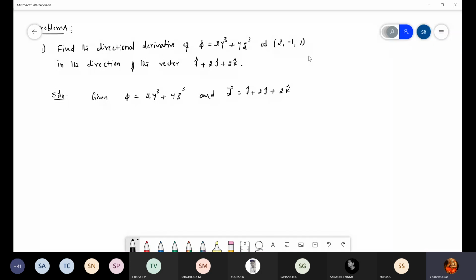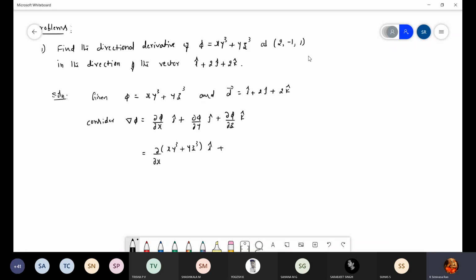Now consider grad phi or gradient phi. So formula: dou phi by dou x i cap plus dou phi by dou y j cap plus dou phi by dou z k cap. Okay, so directly also you can differentiate, otherwise you can substitute phi. Phi is xy cube plus yz cube. If phi is a very big equation, no need to substitute, you can differentiate. Otherwise, if you feel this procedure is simple, you can follow this.